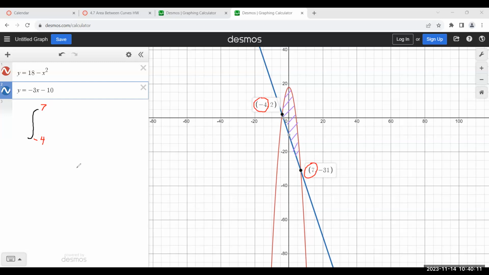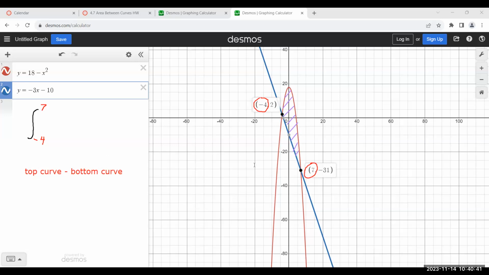And then from there, what you want to put after this is the top curve first and then minus the bottom curve. So it's always, when you set these up, you'll always have top curve minus bottom curve. So always top curve minus bottom curve.